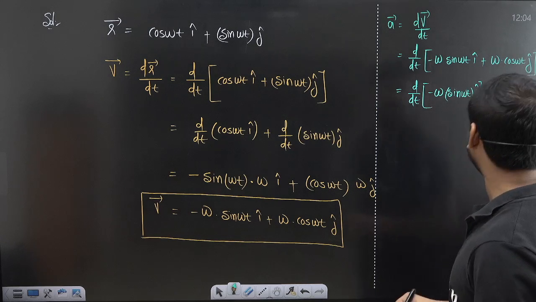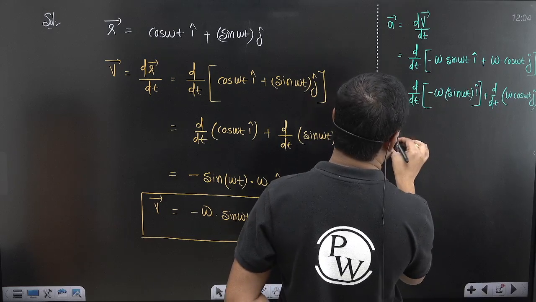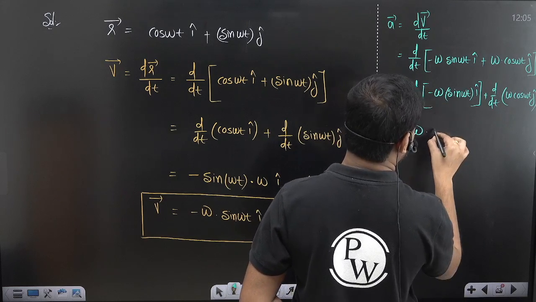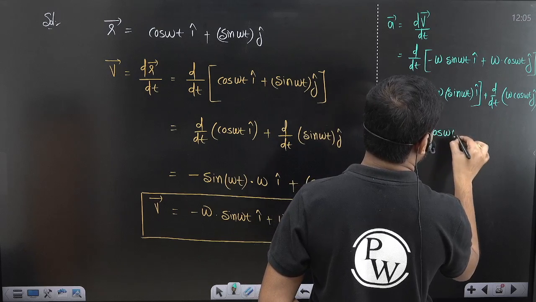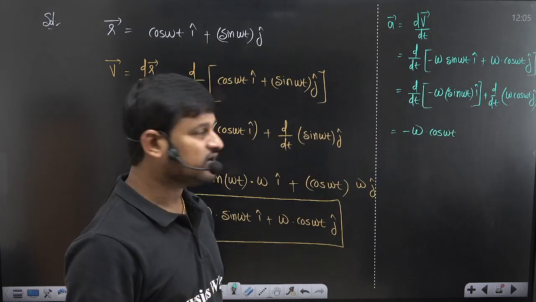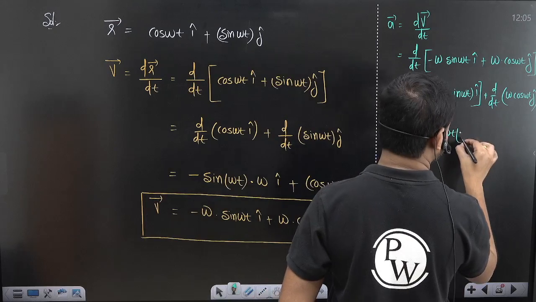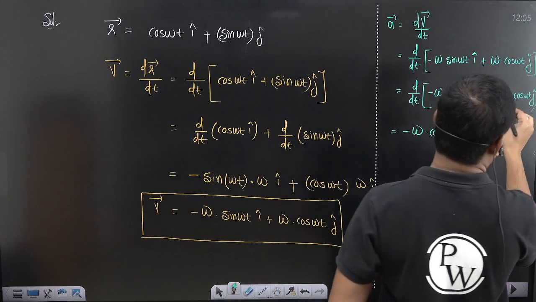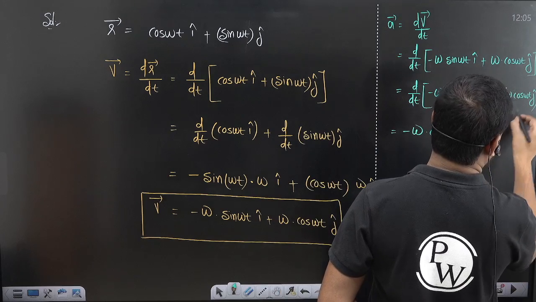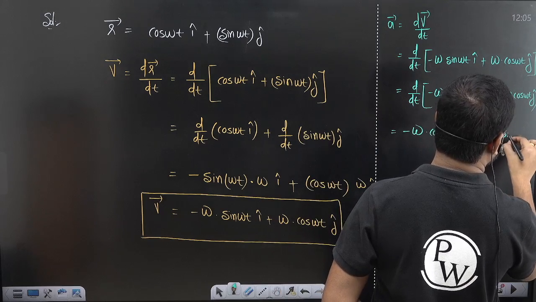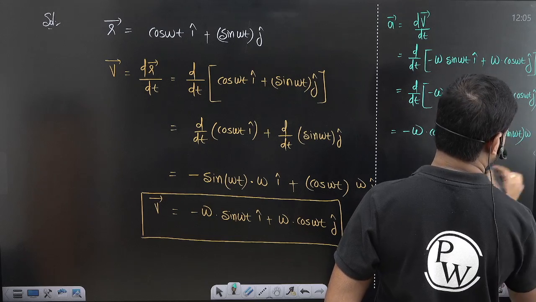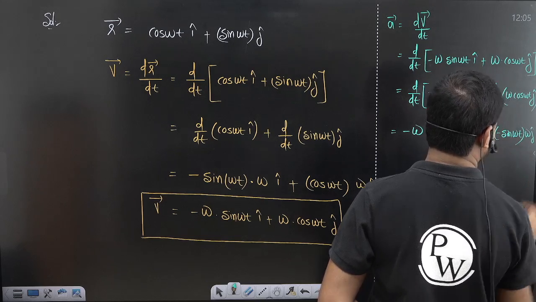Omega cos omega t j cap. Now if you take the minus out, omega is a constant, so the differentiation of sine omega t is cos omega t, and omega t is differentiable, whose differentiation is omega, so I cap plus, here omega is constant, take it out, the differentiation of cos omega t is minus sine omega t, and omega t is again differentiable, whose differentiation is omega j cap.